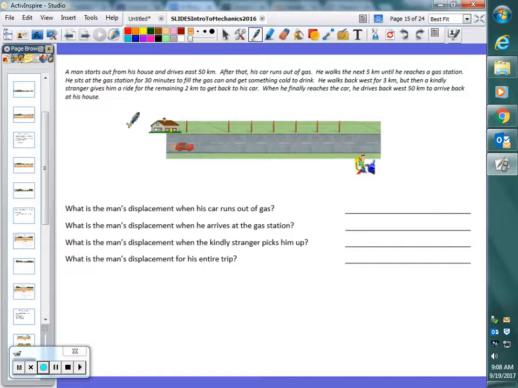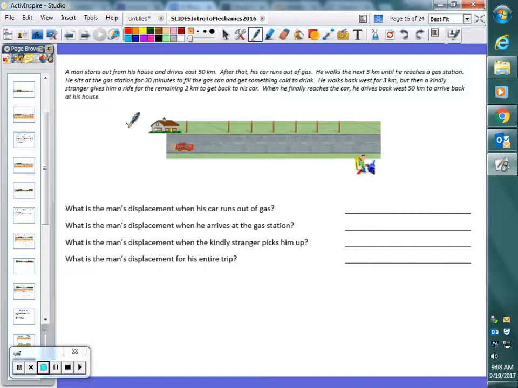So, Jennifer, last question. What's his displacement for his entire trip? Zero, although if we can just go with 0 on that one, because 0 doesn't have a direction, it just is, right? So in the case of his entire trip, where does he end up? Back home. Back where he started. What's the difference between his starting point and his ending point? Nothing, right? So his displacement is 0, okay?